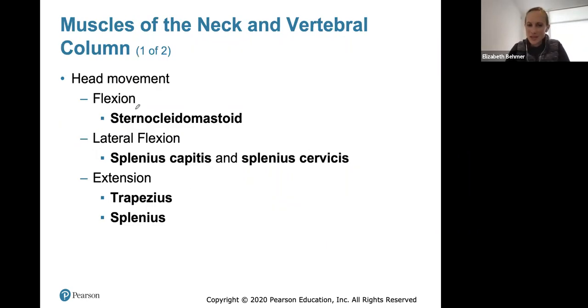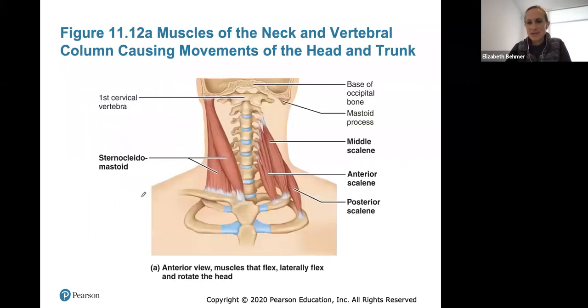Head movement: flexion by the sternocleidomastoid. Flexion is moving your head down, lateral flexion is moving it to the side, and extension is straightening your neck back. So here are muscles of the neck helping to cause movements of the head.